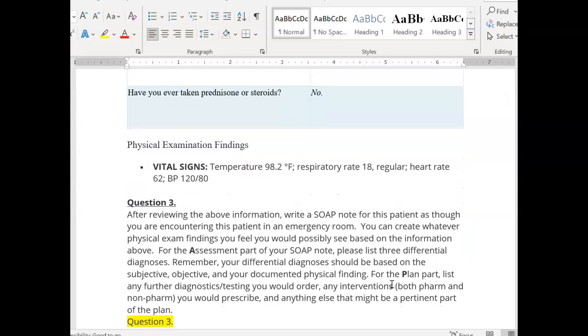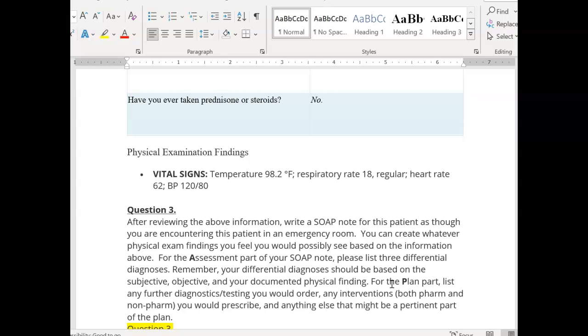So the next question becomes 3. After reviewing the above information, practice writing a SOAP note for this patient as though you are encountering this patient in an emergency room. You can create whatever physical exam findings you feel would be possibly seen based on the information above. For the assessment part, list 3 differential diagnoses. Remember, your differential diagnoses should be based on the subjective, objective, and your documented physical findings, okay? For the plan part, list any further diagnostics or testing you would order, any interventions, both pharm and non-pharm, that you would prescribe, and anything else that might be a pertinent part of the plan, okay?